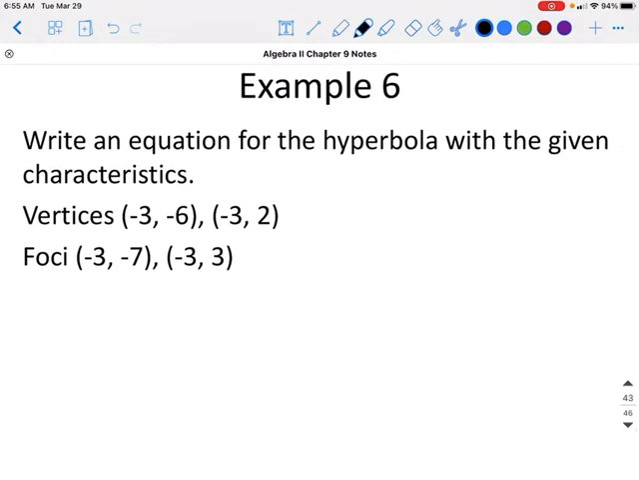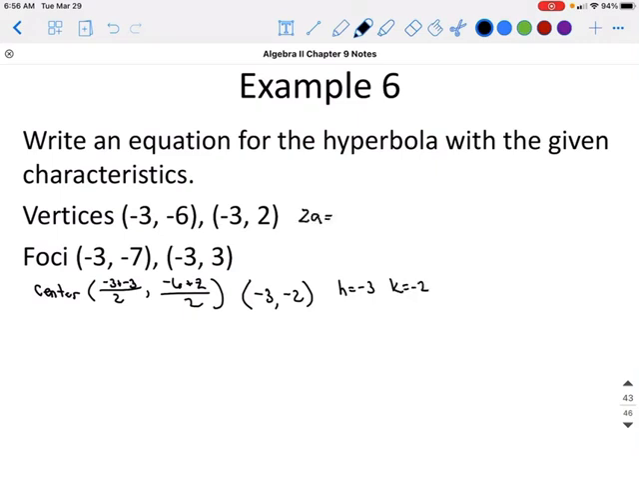This time, they're going to give us, once again, the vertices and the foci. So we're going to start by finding the center. Remember, we can do that by finding the midpoint. So I have -3 plus -3 over 2, and -6 plus 2 over 2. -3 plus -3 is -6 divided by 2 gives me -3, and -6 plus 2 is -4 divided by 2 is -2. So we know h is -3, k is -2.